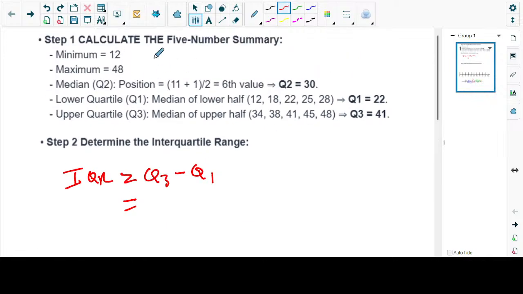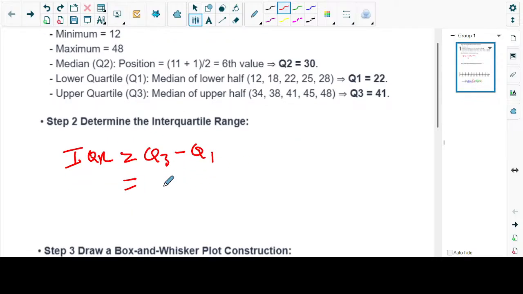So this is the data that we got yesterday. Our Q3 was 41, minus our Q1, which was 22. So we have 41 minus 22, which is 19. It's 19.